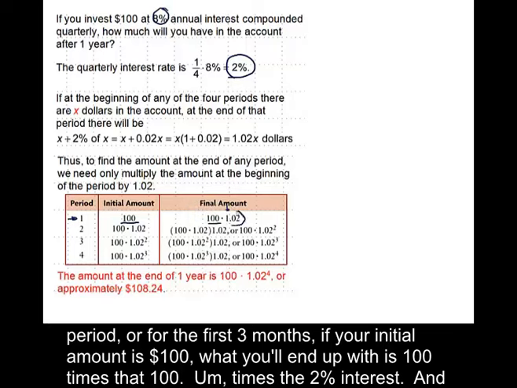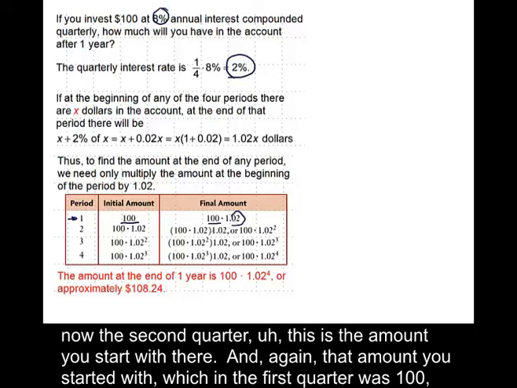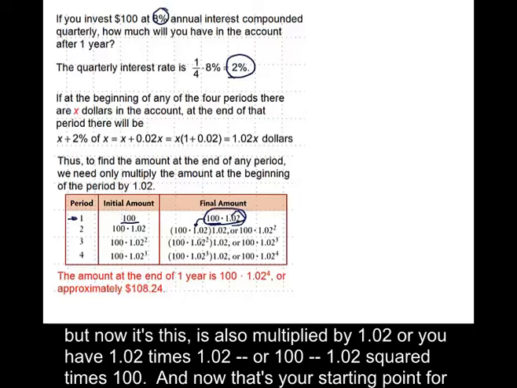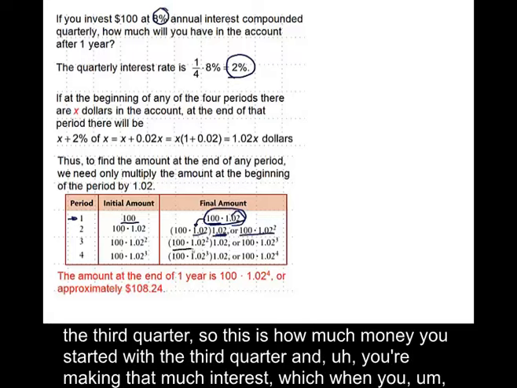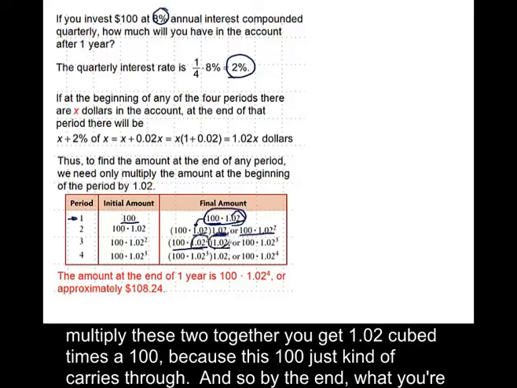that 100 times the 2% interest, 1.02. Now the second quarter, this is the amount you start with, which in the first quarter was 100, but now it's also multiplied by 1.02, so you have 1.02 times 1.02, or 1.02 squared times 100. And now that's your starting point for the third quarter. So this is how much money you start out with in the third quarter, and when you multiply these together, you get 1.02 cubed times 100, because this 100 just carries through.